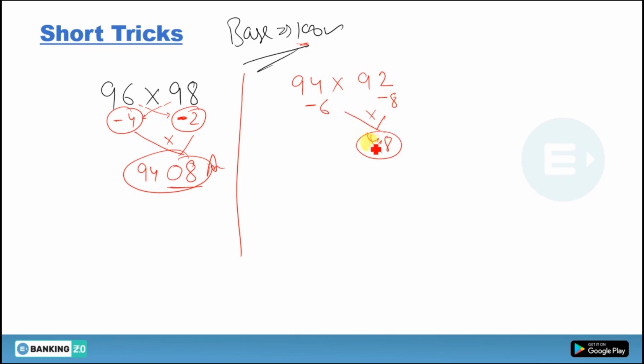Okay, so do one thing, either subtract this 6 from 92 or subtract this 8 from 94. What you are getting? You are getting 86. So this one is the answer. 8648 is the answer. This is quite simple. So this is the base method if you want to multiply two numbers which are less than 100. Now we'll discuss some numbers which are also more than 100, but after a few examples.